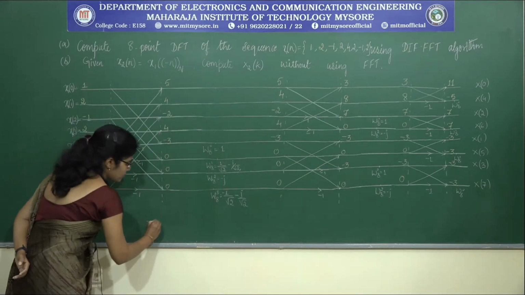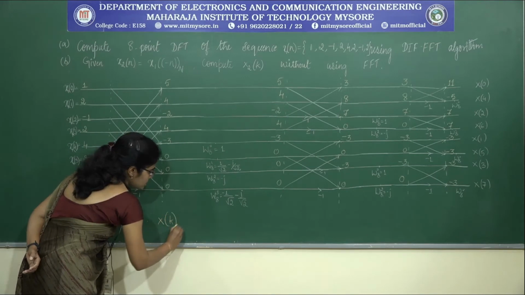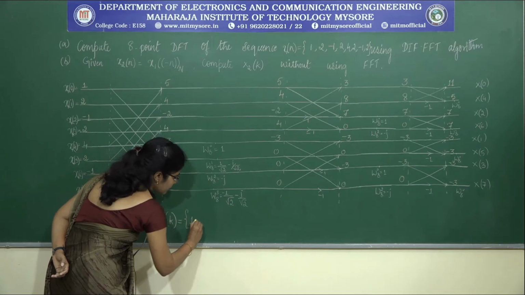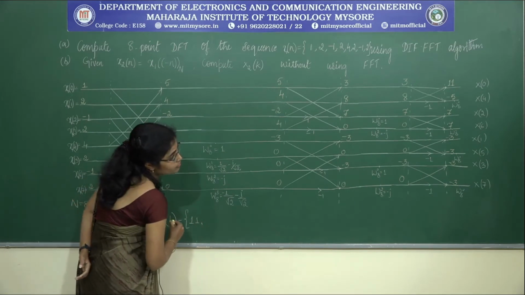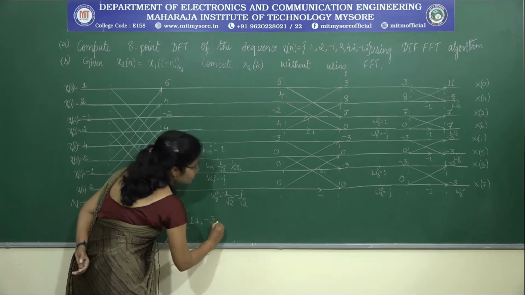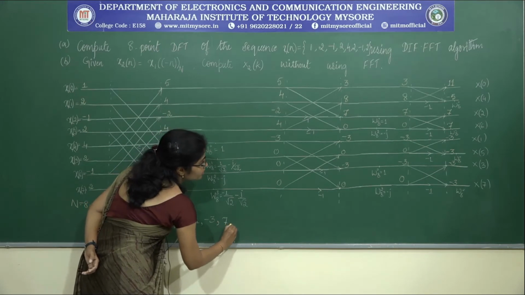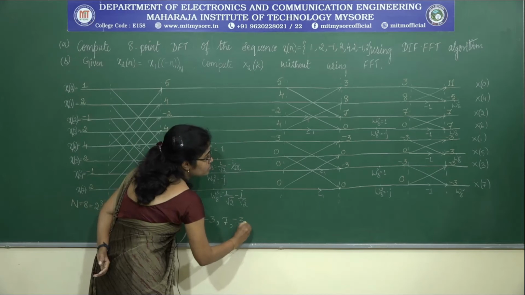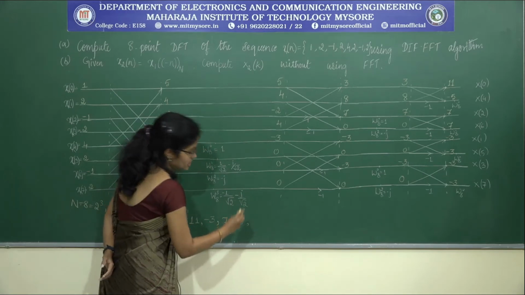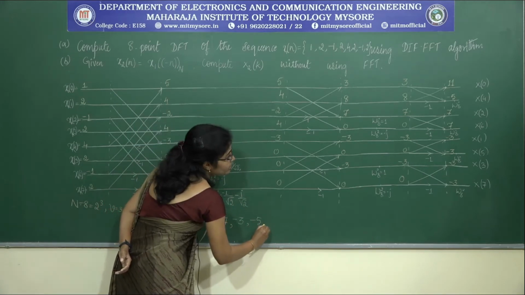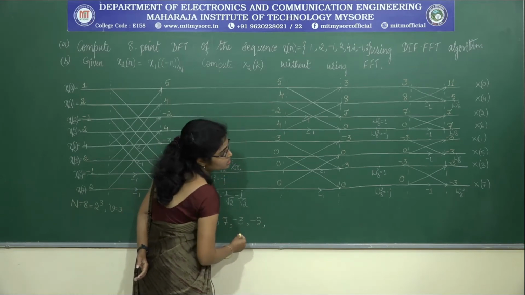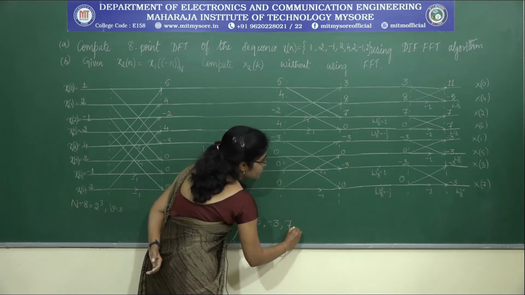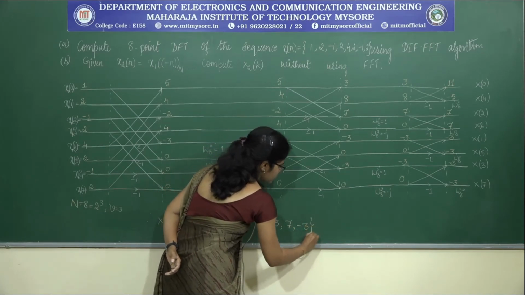Therefore, X of k is equal to, what is X of 0? X of 0 is 11. X of 1 is minus 3. X of 2 is 7. X of 3 is minus 3. X of 4 is minus 5. X of 5 is minus 3. X of 6 is 7. X of 7 is minus 3.